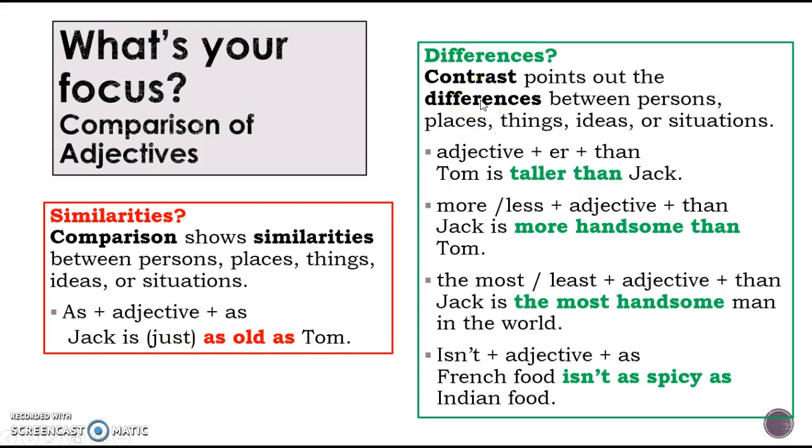When we talk about differences, we're looking at contrast. So we can use the ER, taller than. We can use the more handsome than. Again, it depends on the form of the adjective. And when we want to talk about something being the most, then we use most, or the biggest, or the tallest. But we can also be a little less exact and choose to say that something isn't equal. French food isn't as spicy as Indian food. So we're comparing French and Indian food and showing that they are different in some way.